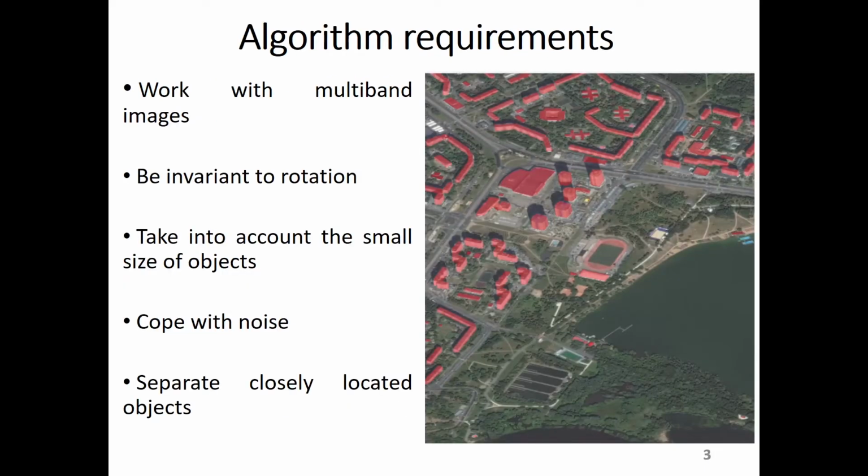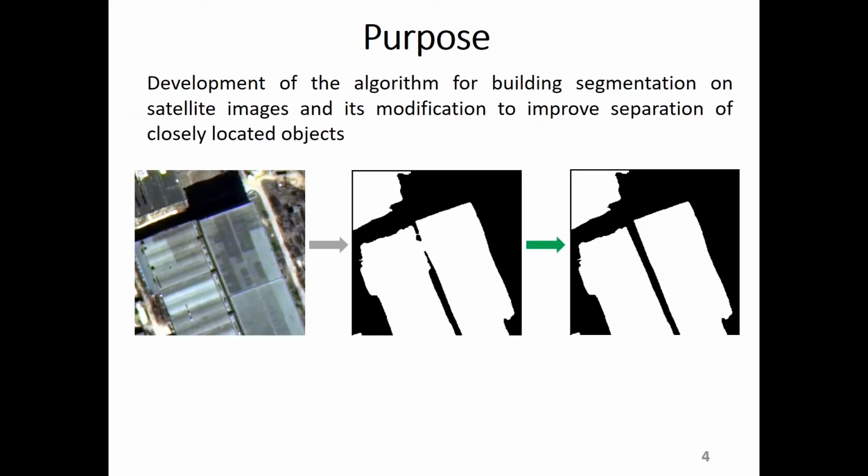In machine learning, segmentation is usually formulated as a pixel labeling task. Developed segmentation algorithms should satisfy the following requirements: work with multi-band images, be invariant to rotation, take into account the small size of objects, cope with noise, separate closely located objects. In this research, we developed an algorithm based on convolutional neural network for building segmentation on satellite images.